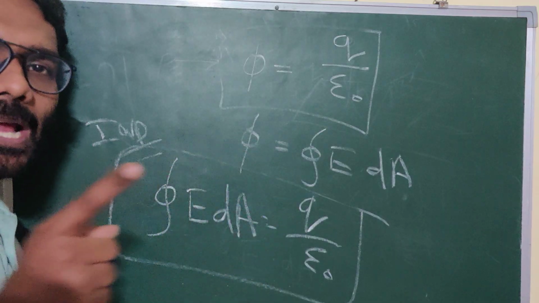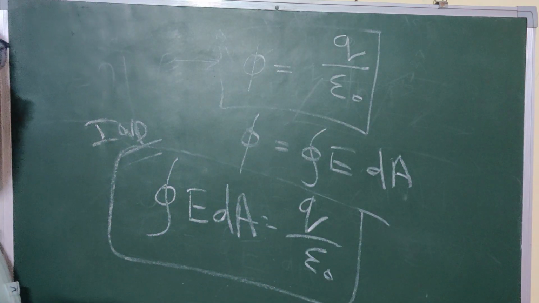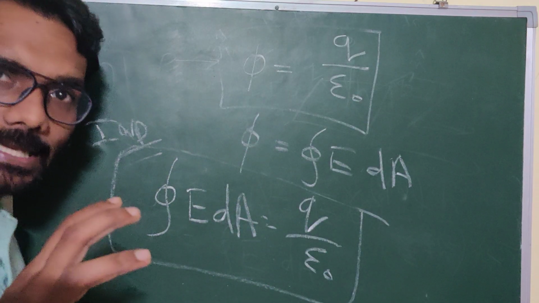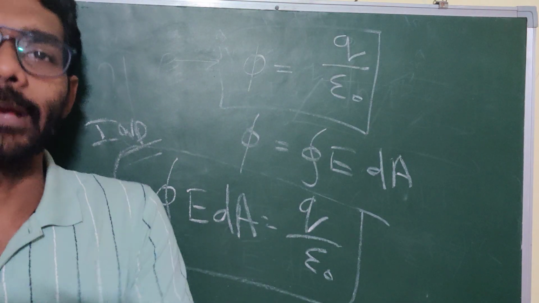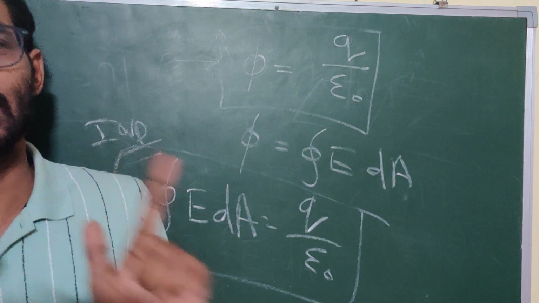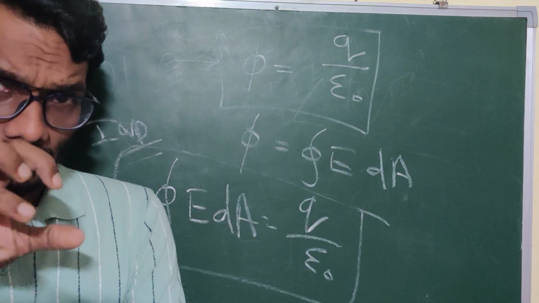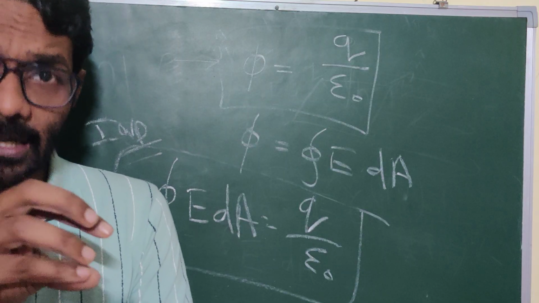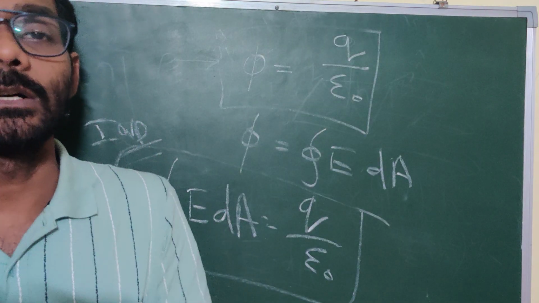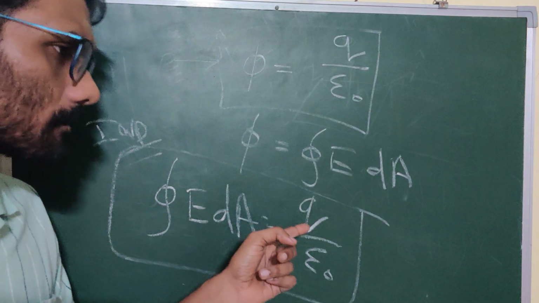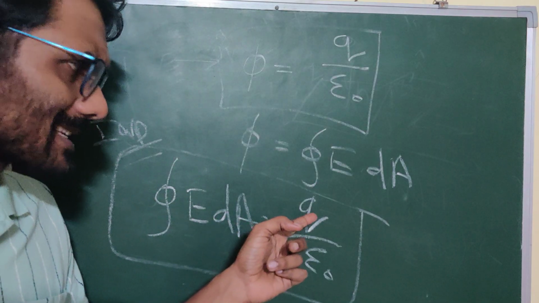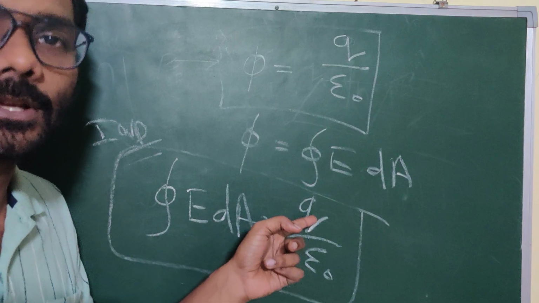Q is the charge enclosed in the Gaussian surface. What do you mean by Gaussian surface? A Gaussian surface is an imaginary surface to enclose the charge only. That's it. You have to just enclose the charge. So the total charge is Q, so this is the charge enclosed in the Gaussian surface.